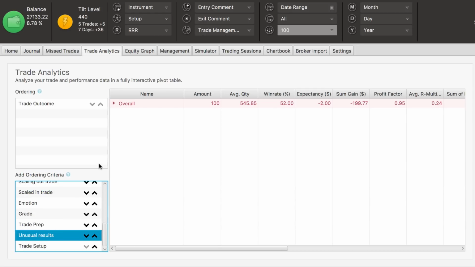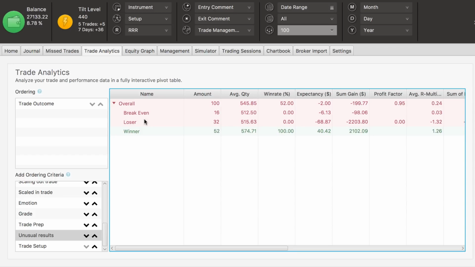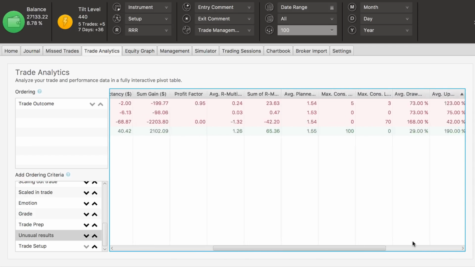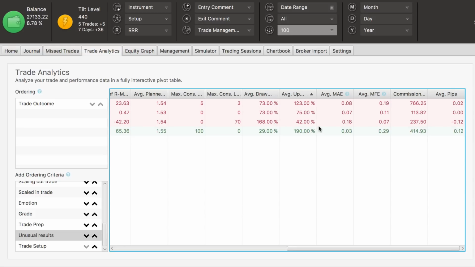So here's the trade outcome, and now when we look, we have break-even trades, losing and winning trades. So let's take a look here at the updraw and the drawdown, and you can see here something really stands out. The updraw here for his winning trades is 190%, which means that on average the price goes on after his take profit has been taken, or either he's exiting his trades. The price keeps on going on for quite a while, almost twice as much as his initial target. So this is really something that a trader needs to address.